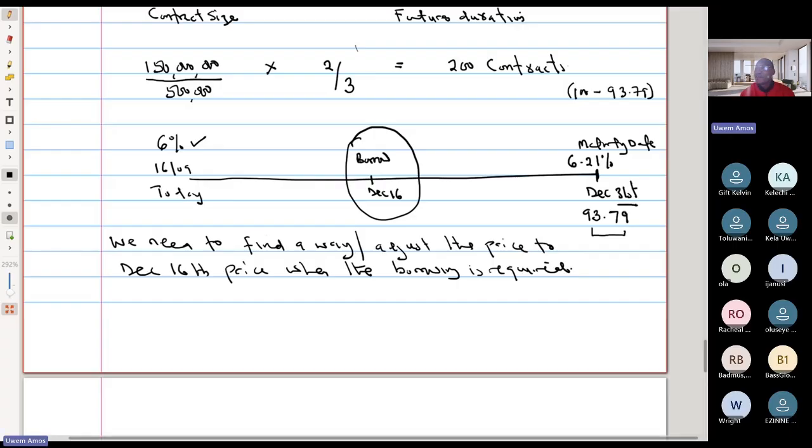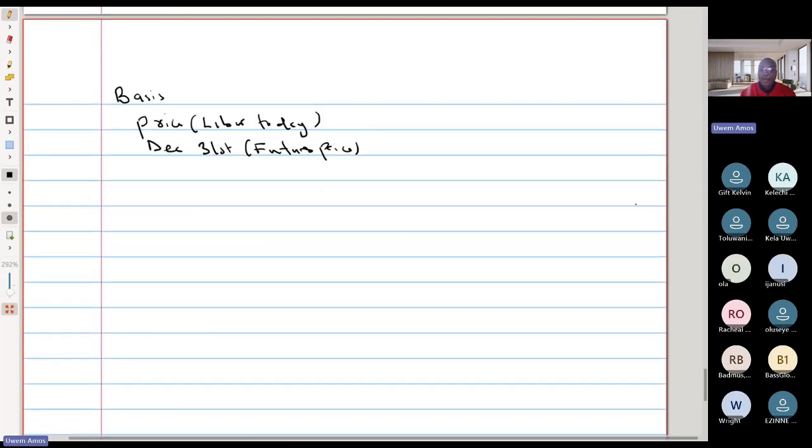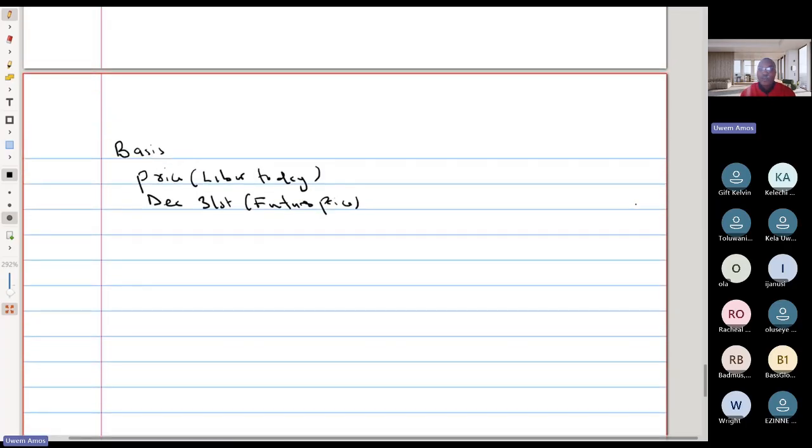But we are not waiting to December 31st. We're borrowing on December 16th. So we want to adjust the price to the December 16th price. So let's look at the difference between now and the December 31st price. So now the price is 6%, and on December 31st, the price is 6.21%. We converted the market reference rate to a percentage. So that is a difference of 0.21%.